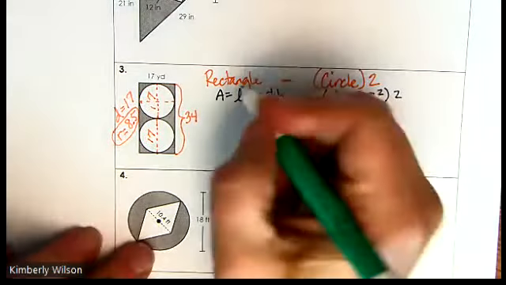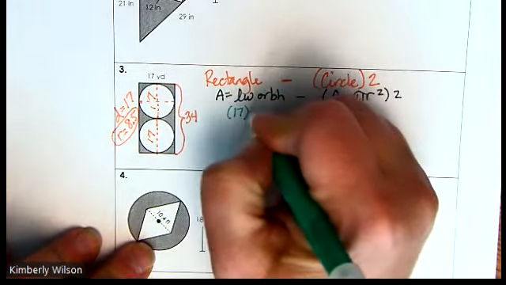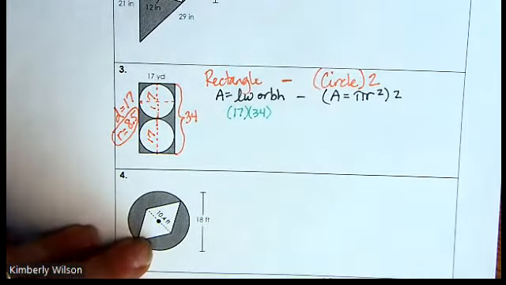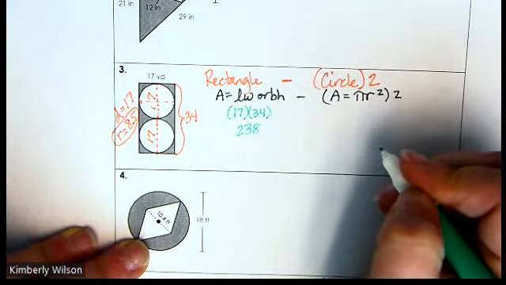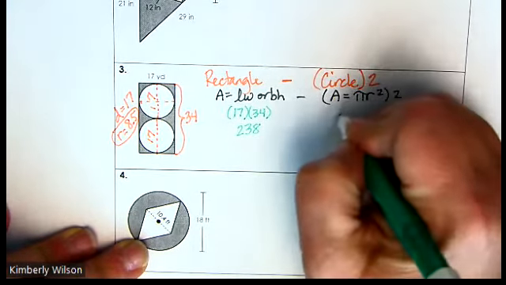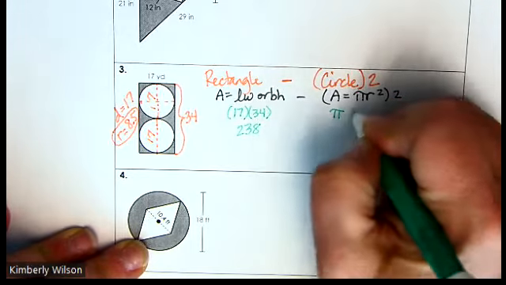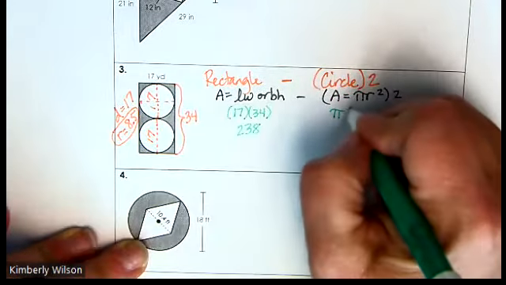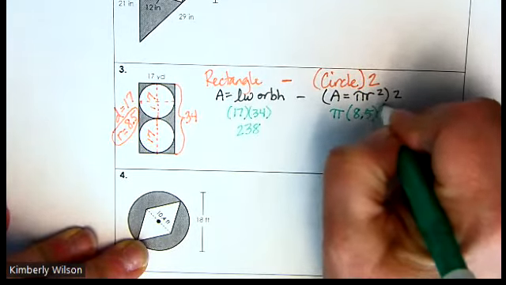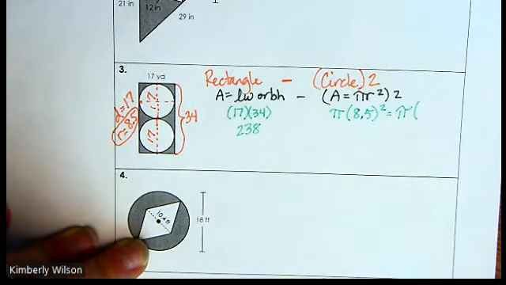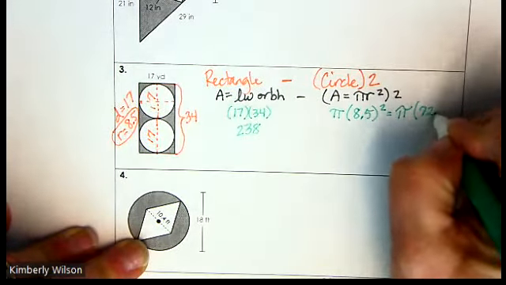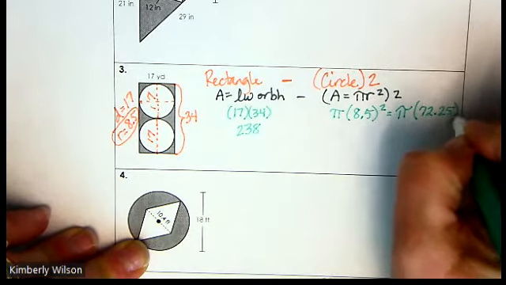Here we go. So now we plug them in. I'm going to have 17 times 34, which is 238. Now over here, we've got pi times, now remember we found our radius over here, pi times 8.5 squared. So that's going to give me pi times 8.5 times 8.5, which is 72.25.